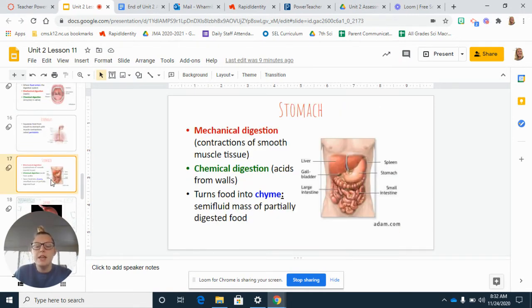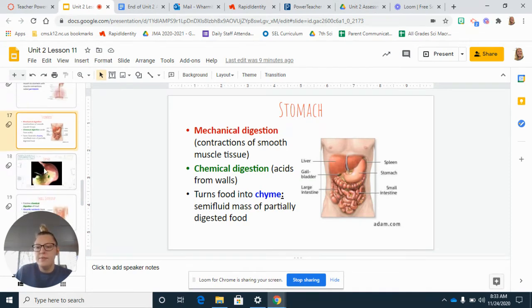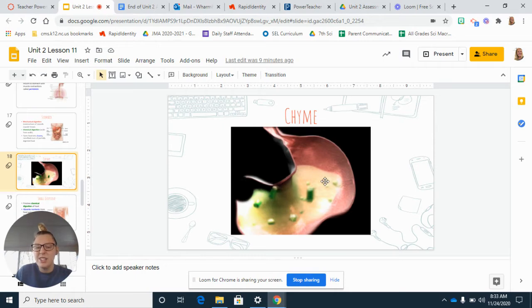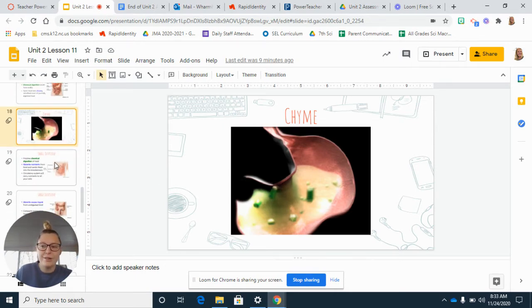Then we have our stomach. Mechanical and chemical digestion happen in here. In mechanical digestion, contractions of smooth muscle tissue contract and change the shape. And in chemical digestion, the acid breaks down your food or whatever substance your body has created. It also turns food into something called chyme, which is going to sound disgusting, but it's the semi-fluid mass of partially digested food. So this is what it looks like, your partially digested food. I did warn you that it was kind of gross.